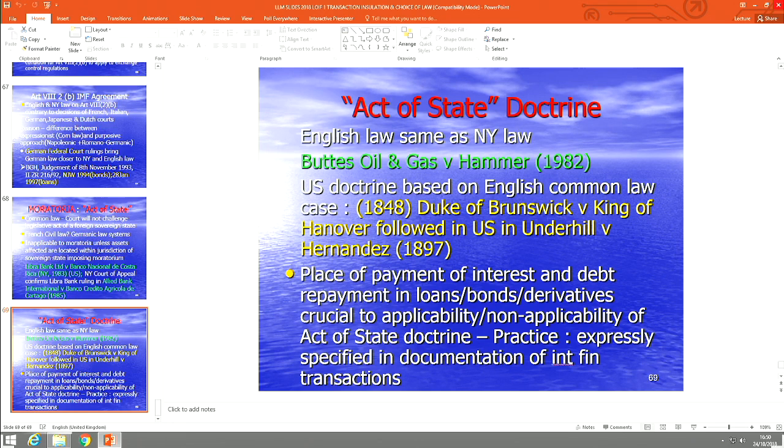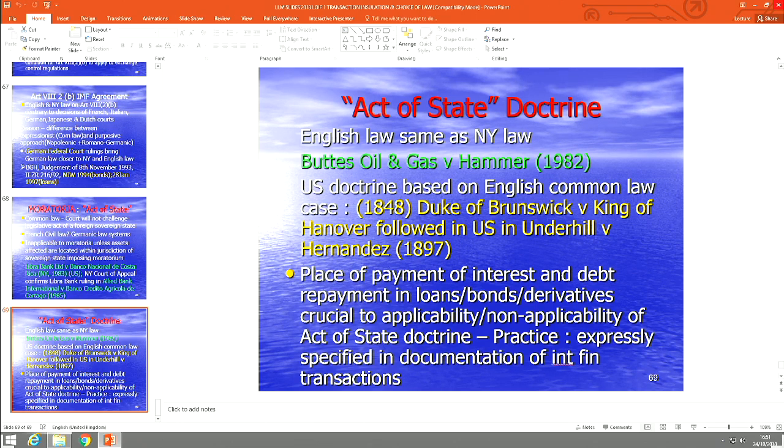One more reason: the place of payment of payment obligations of interest and principal in relation to bonds or loans is in practice expressly located in a major financial center outside the home state of the borrower, in relation to the loan or the bond or any other transaction, which means that the act of state doctrine doesn't apply.